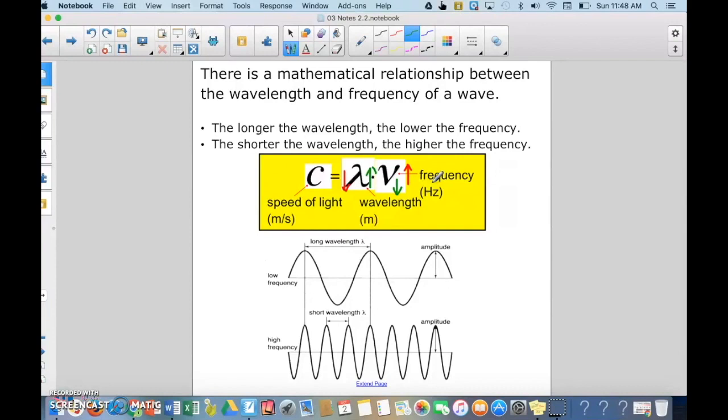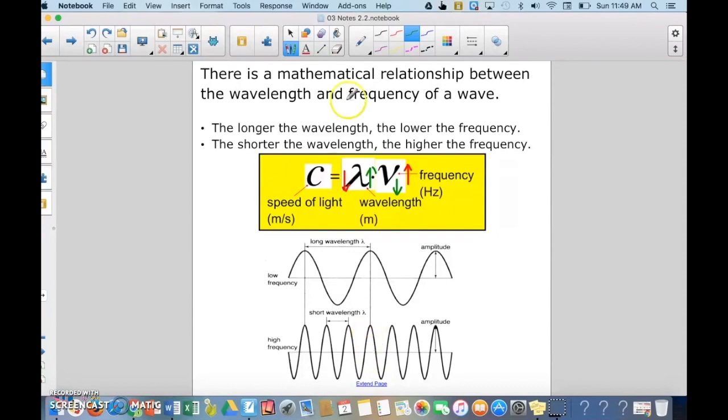If we want to say this in a different way, we would read what it says over here. The longer the wavelength, the lower the frequency. The shorter the wavelength, the higher the frequency. You have two pictures over here that represent this well. The longer the wavelength, the lower the frequency, because we have the lowest amount of waves passing through the same point per second. And the shorter the wavelength, the higher the frequency, because we have a bigger amount of wavelengths passing through the same point per second.